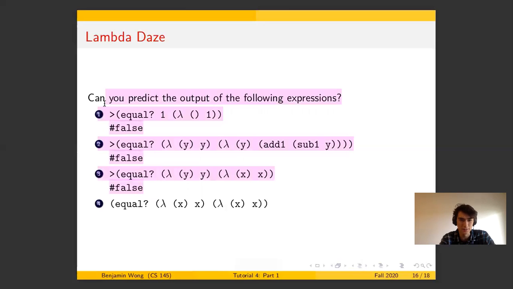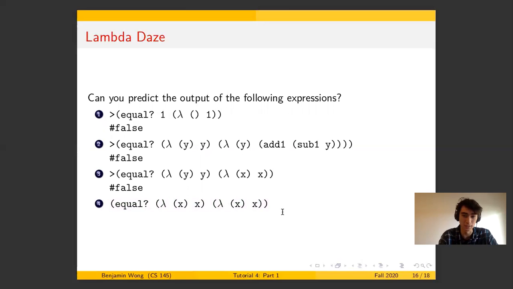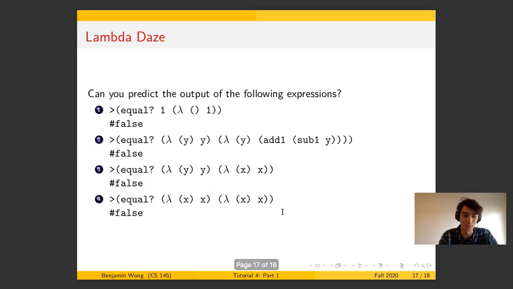Now, if all of this stuff struck you as weird, particularly the last one, the result of 4 should be even more troubling. Equal, lambda x of x with lambda x of x will output false in the full Racket. Why is this? Even though we typed the exact same expression in, they can't be equal? Well, this x is bound to this x of this lambda, and this x is bound to this x of this lambda. They're two different x's.